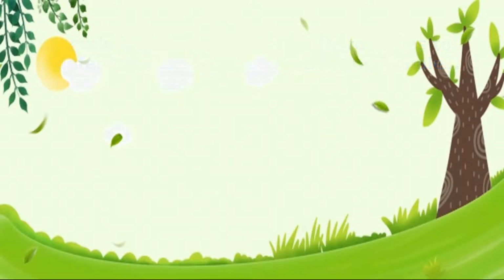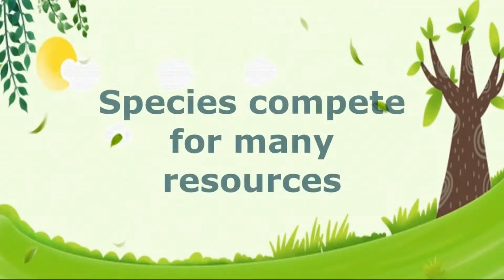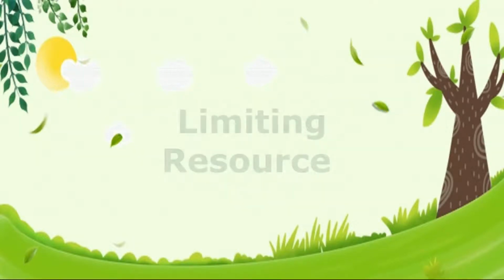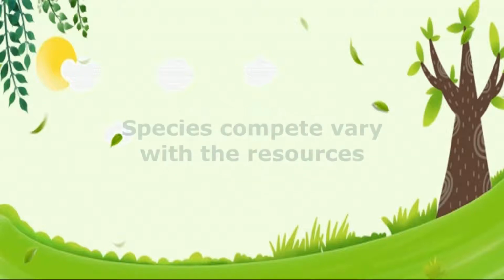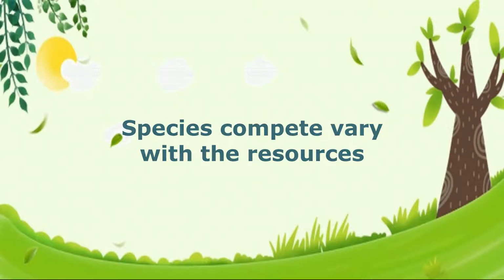Species may compete for many resources simultaneously, but often one resource, called the limiting resource, limits the population growth of each species. It is the focus of competition. Moreover, the ways in which species compete vary with the resources.